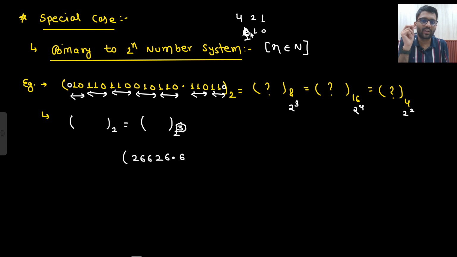The group of 3 you need to take. So 1, 1, 0. What would be 1, 1, 0? That would also be 6. So that is the number in 8.